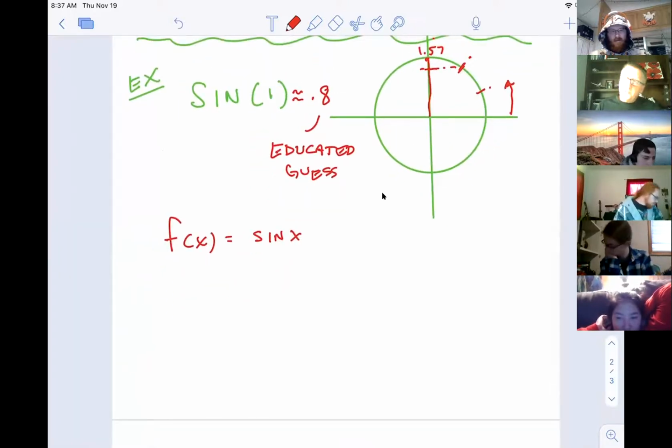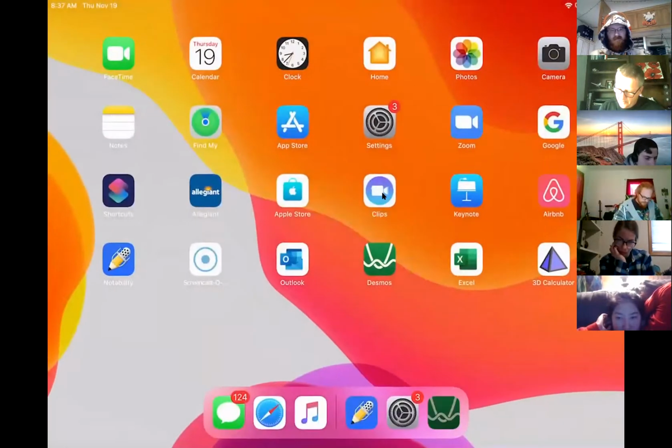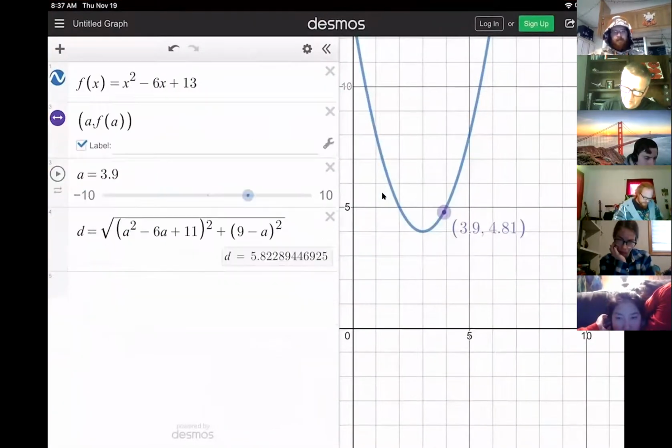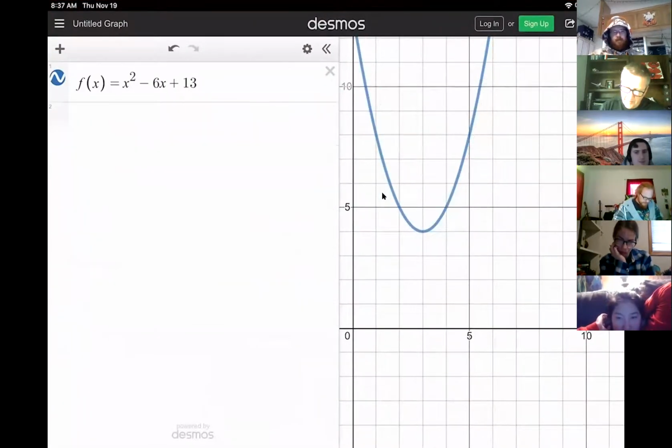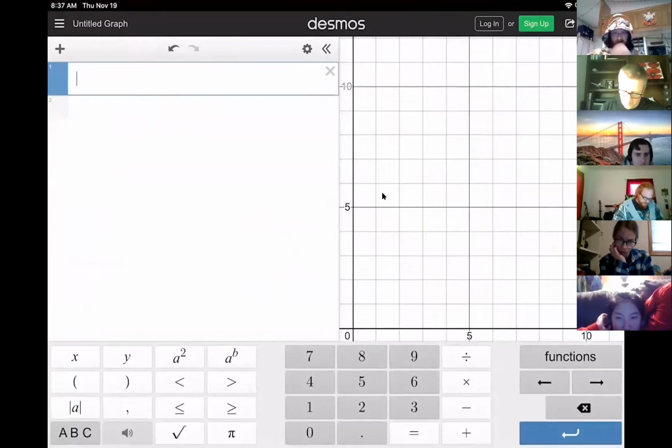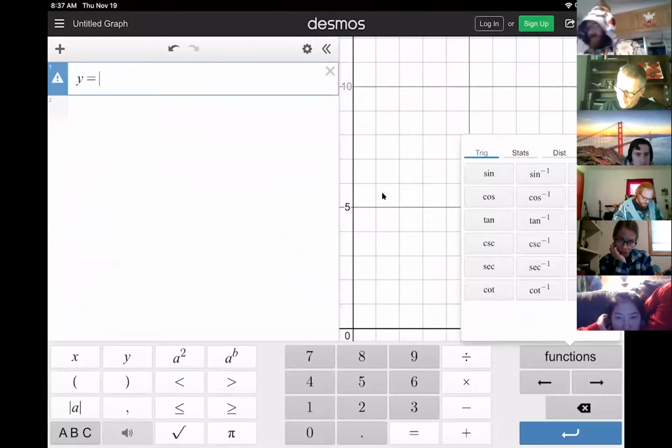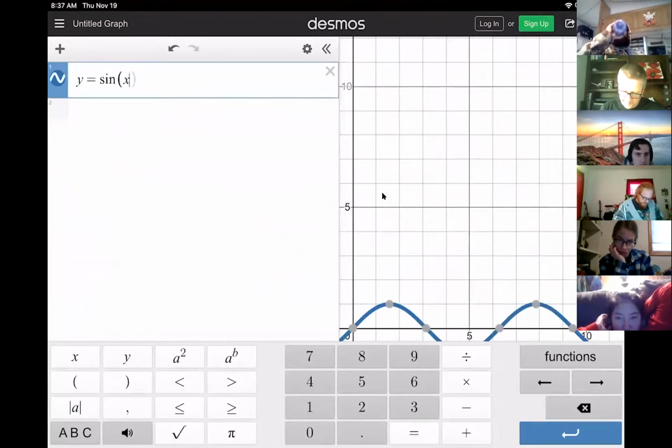Now remember, the unit circle allowed me to guess this, but the graph of sine of x is not a circle. And as I said last time, why don't we go get a good graph of this instead of some ugly one like the one I just had a second ago. So if I say y equals, you know what sine looks like, but let's remind ourselves.